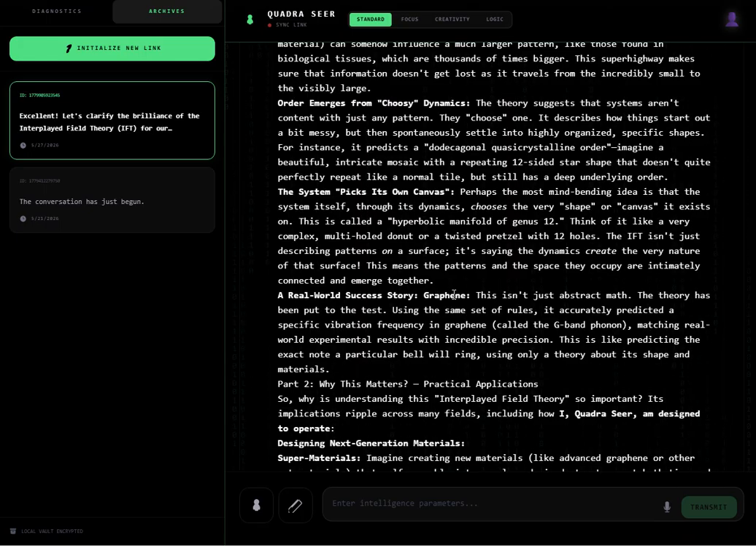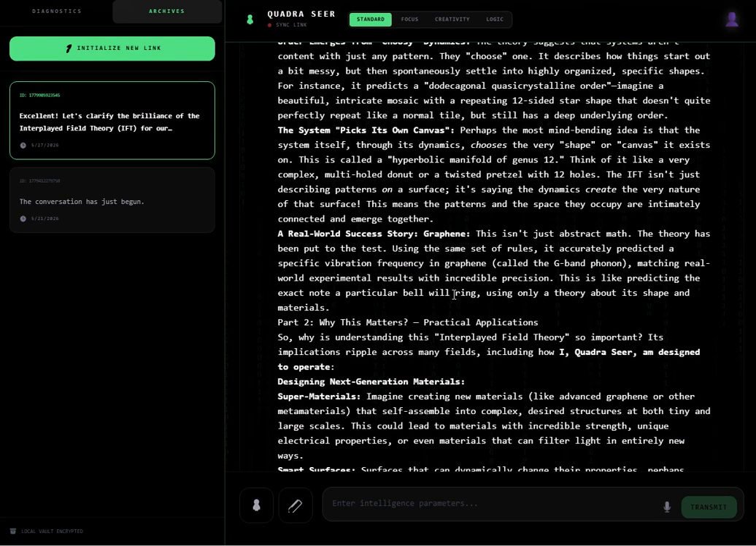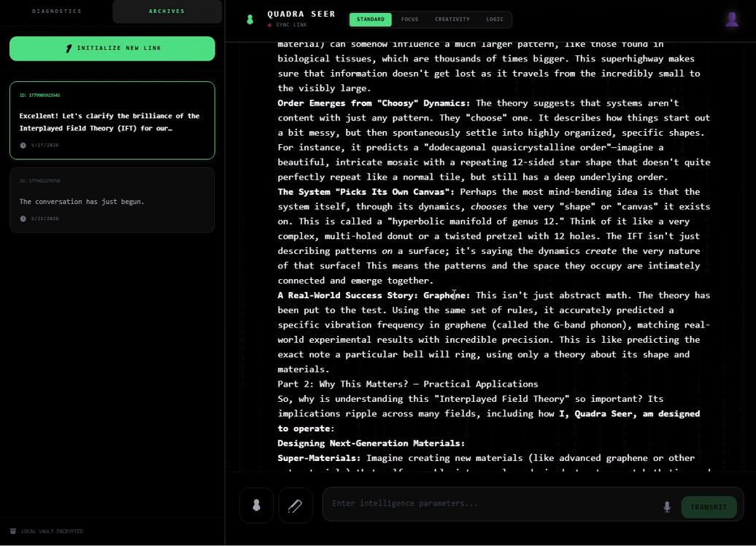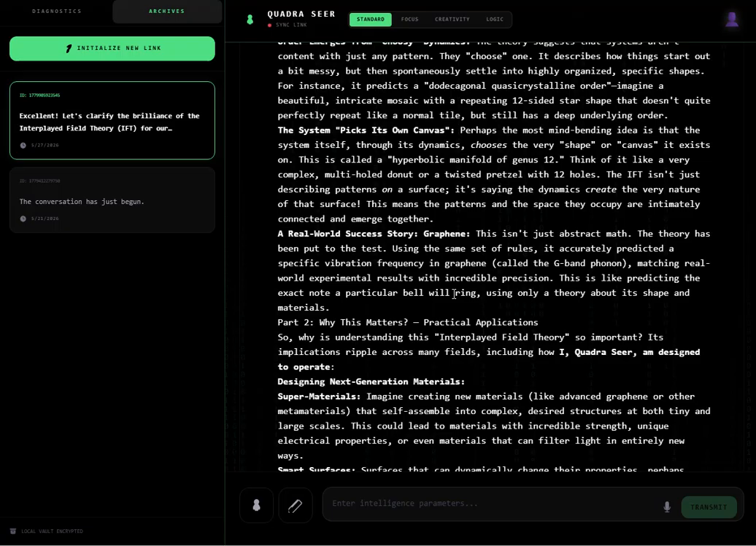3. Order emerges from choosy dynamics. The theory suggests that systems aren't content with just any pattern. They choose one. It describes how things start out a bit messy, but then spontaneously settle into highly organized, specific shapes. For instance, it predicts a dodecagonal quasi-crystalline order. Imagine a beautiful, intricate mosaic with a repeating 12-sided star shape that doesn't quite perfectly repeat like a normal tile, but still has a deep underlying order.